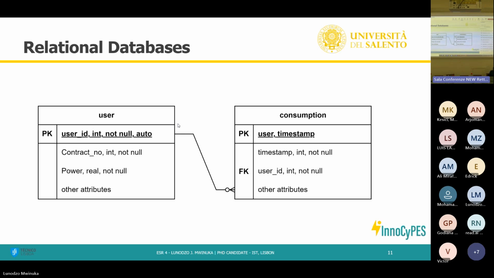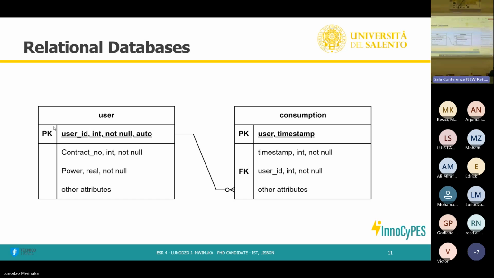Now, what are the concerns here? If you want to model this into a relational database, for each relation or each table, you need at least one identifying key. We call it a primary key. And you can see here in the user table, I've labeled user ID to be an identifying key.